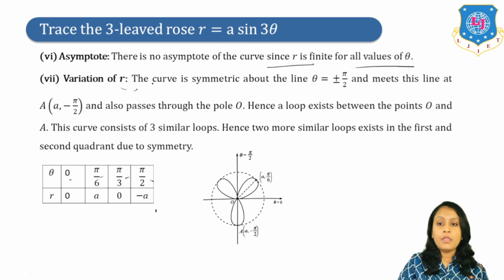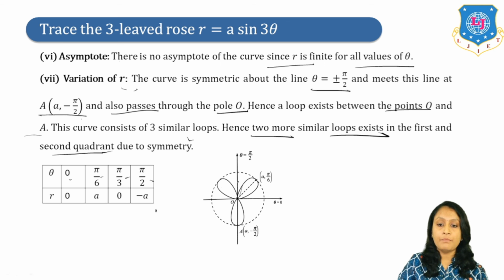So we can say that the curve is symmetric about the line theta is equal to plus or minus pi by 2 and meets this line at this particular point, that is (a, minus pi by 2). And it also passes through the pole. Hence, a loop will form between the points O and E, like this over here. Now, this curve consists of three similar loops. Hence two more similar loops exist in the first and second quadrant due to symmetry. So here another two loops will be formed. So in this way, we can trace the curve.